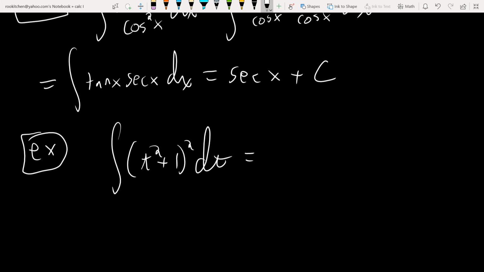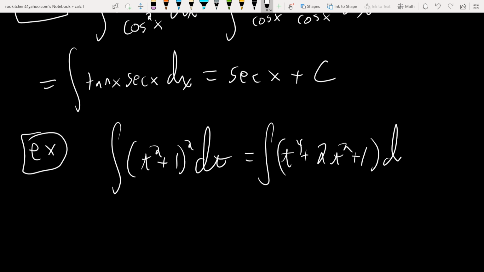So what I'm going to do then is FOIL. So t to the 4th plus 2t squared plus 1 dt. And then I could use the power rule. So use only the stuff that you know how to do. In general, don't make up new stuff unless you're sure it always works. I mean, certainly experiment if you get a chance.